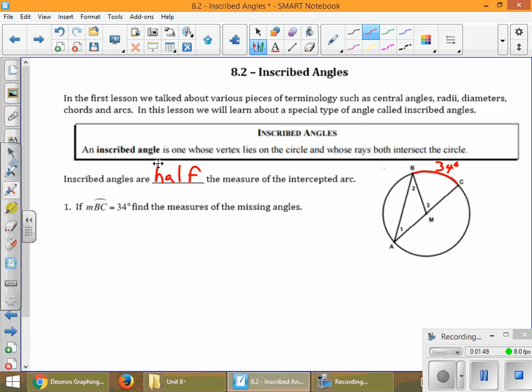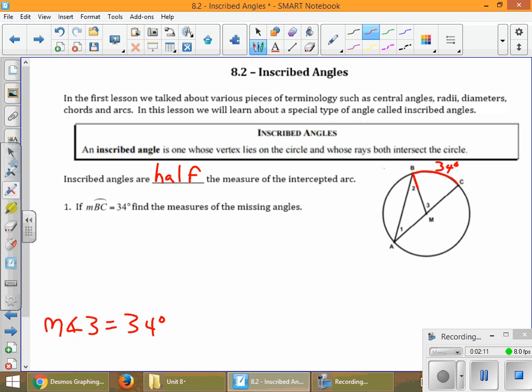Alright, let's find the rest. I will tell you this: angle 3 is easy to figure out. Real quick, if you guys know this, what is the measure of angle 3? What's that? 34. It is 34 degrees. But how do you know that? It's because of where the angle is at.